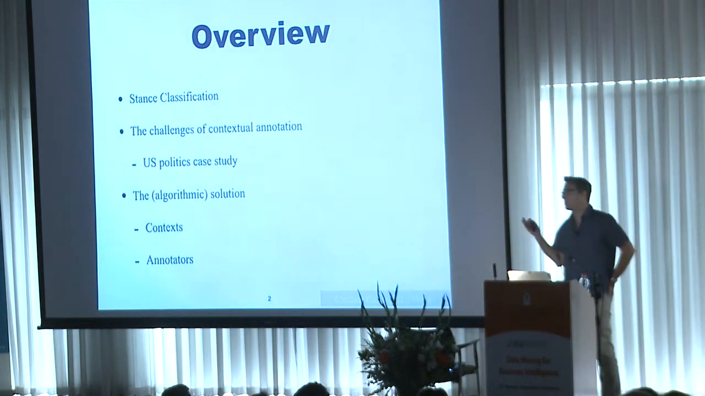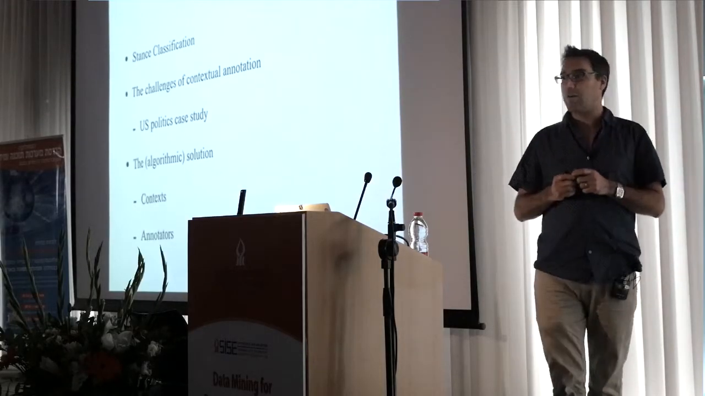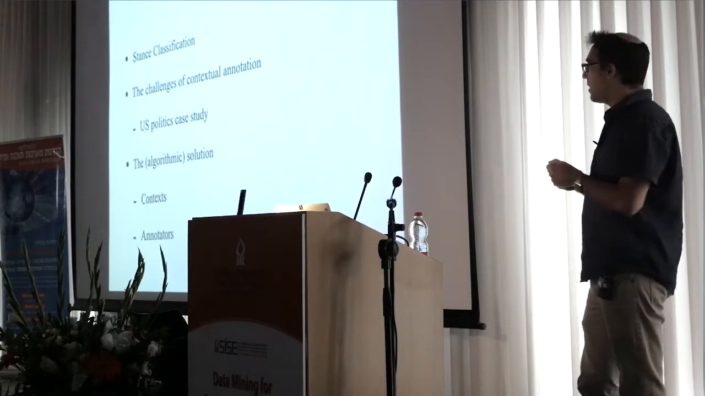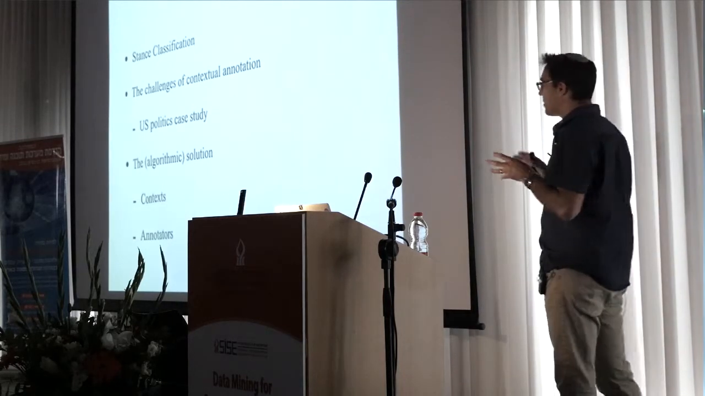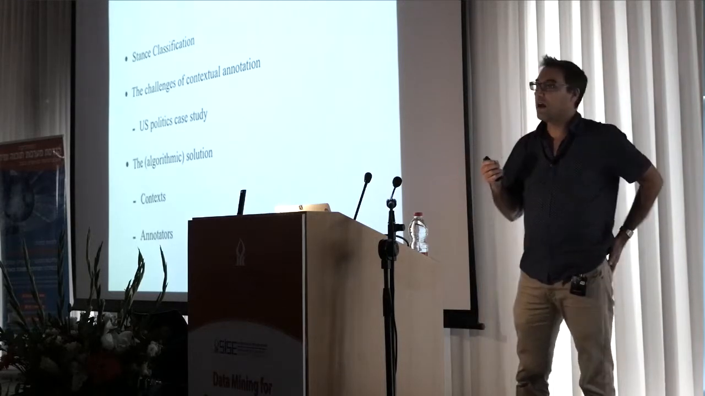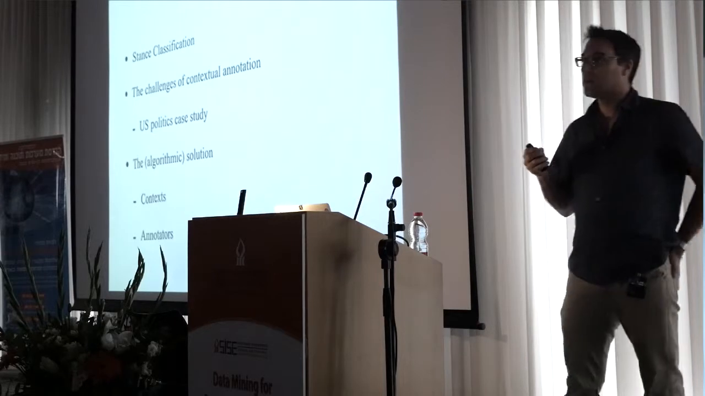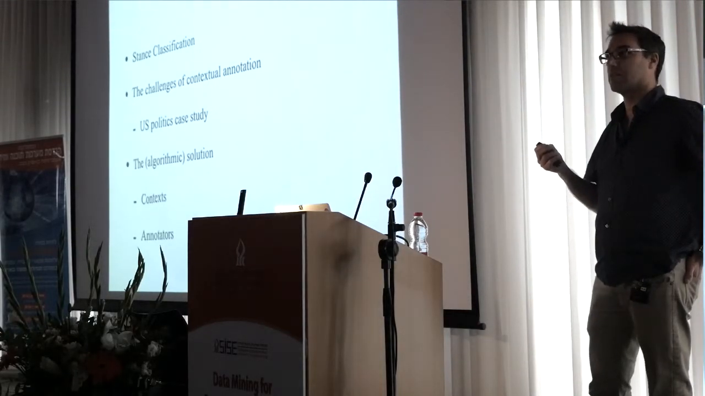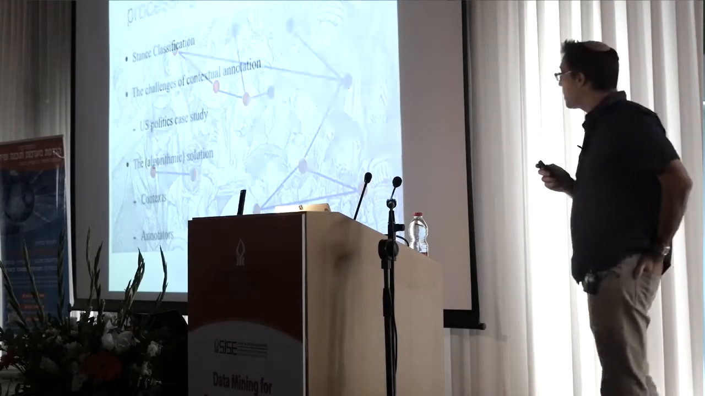So there are two main problems that I'm going to talk about here. One is very specific, about stance classification and how we can do that. But really the main thing that is interesting about the work I'm going to present is how to properly annotate data when you have a very complex set of contexts, and it's not clear which contexts are the right ones to choose when you annotate, and obviously you can't do all of it.